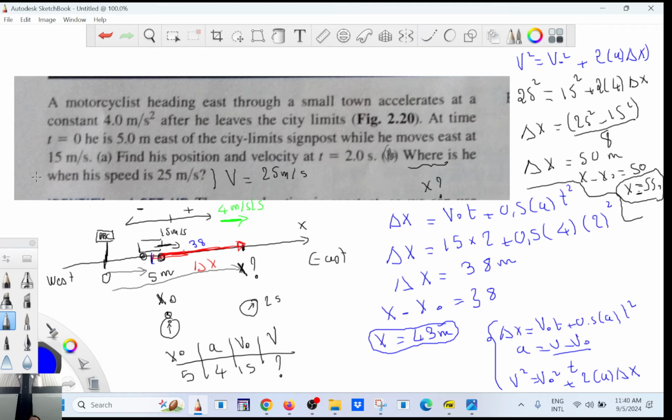First question, what's your question? Use the top equation. Yes, I use this one. But you don't have to, okay?